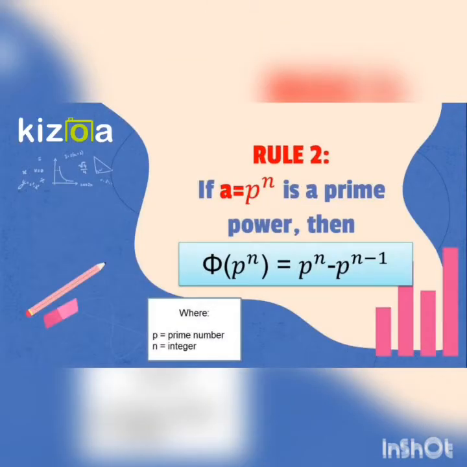Rule number 2: if a is equal to p raised to n, a prime power, then phi of p raised to n is equal to p raised to n minus p raised to n minus 1, where p is a prime number and n is an integer.